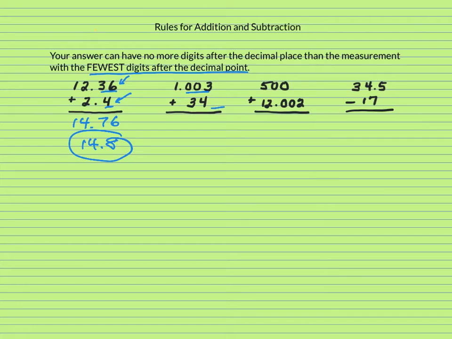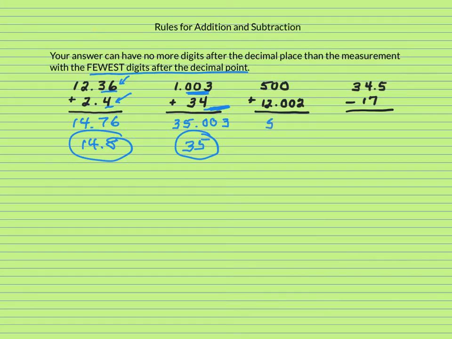1.003 plus 34 is going to give me 35.003. 34 has no digits after the decimal. This has 3, so my answer can have no digits after the decimal. So my answer is just 35. My answer can't be any more precise than my least precise measurement.